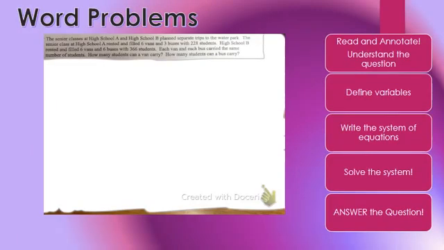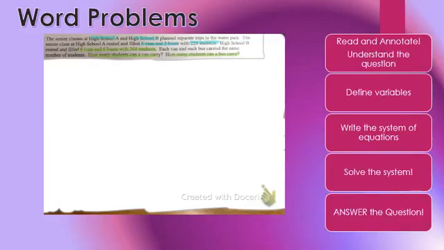So when working with word problems, the first thing you need to do is read and annotate. You need to go through the question. It says the senior classes at high school A and high school B have planned separate trips to the water park. The senior class at high school A rented and filled 6 vans and 3 buses with 228 students. That's probably relevant information. High school B rented and filled 6 vans and 6 buses with 366 students. Each van and bus carried the same number of students. How many students can a van carry? That is the question. How many students can a bus carry? That is the other question. Those are the 2 things you need to answer.